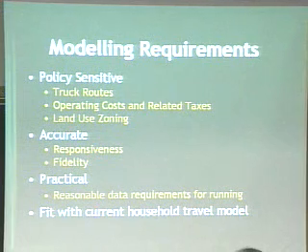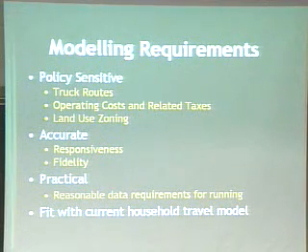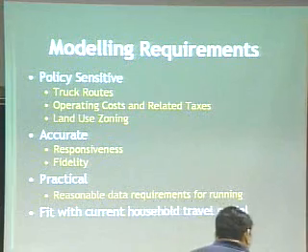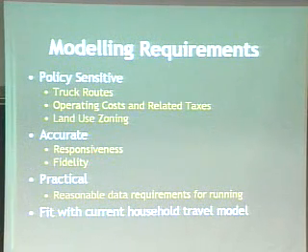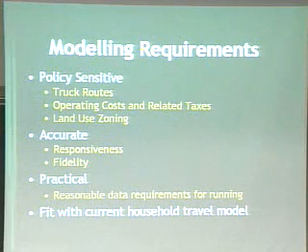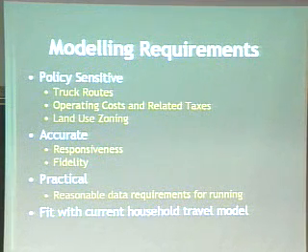They also wanted it to be accurate in terms of its responsiveness to policy and also have a reasonable amount of what they called fidelity, reproducing what goes on in the real world. And also, they wanted it to fit within the data requirements we already had for running the regional household travel model at the City of Calgary. So it had to fit with that household travel model, not really have any new data requirements for running things into the future.